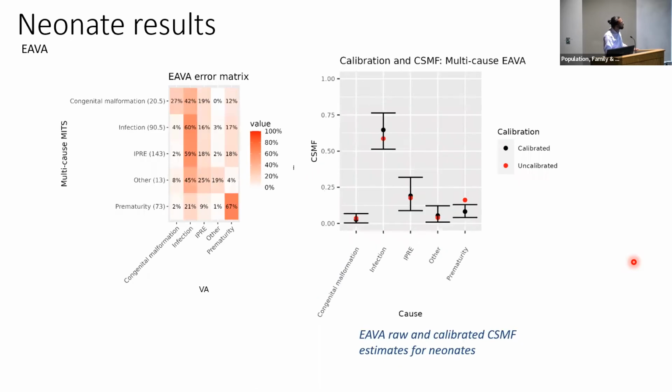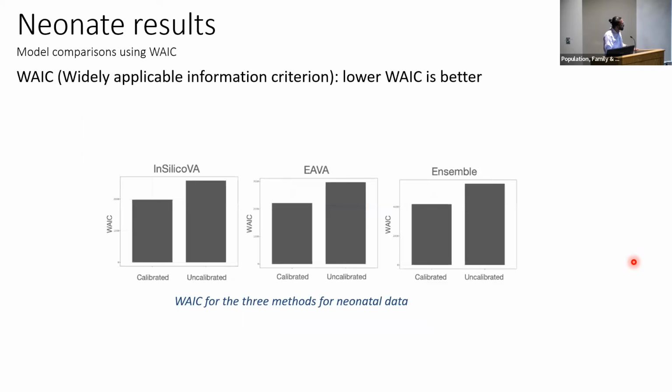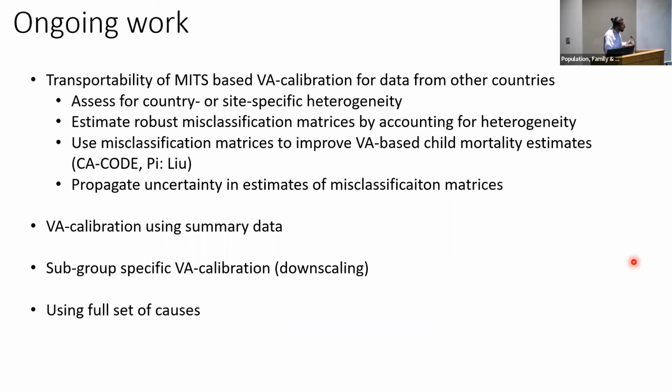And this was generally similar even for EAVA: infection goes up, prematurity goes down. And in the ensemble, we get the same story. Infection is the dominating cause of death for neonates in Mozambique, followed by EPRI and prematurity. The WAIC results were similar. The calibration was much better.